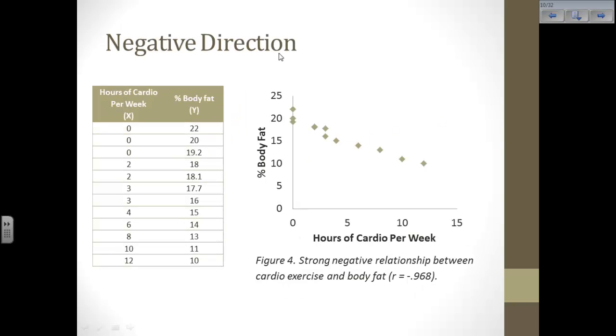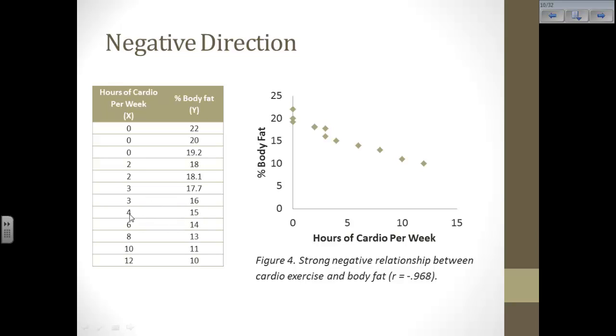Negative direction. So in this case, we have an opposite trend here. As hours of cardio per week increase, percentage of body fat decreases. And you can see that here. Cardio increasing. So this person does cardio 0 hours per week. That's me right now, unfortunately. And they're 22% body fat. But then when you go up to somebody who does 4 hours of cardio per week, 15% body fat. So less body fat because of more cardio, or related to more cardio.